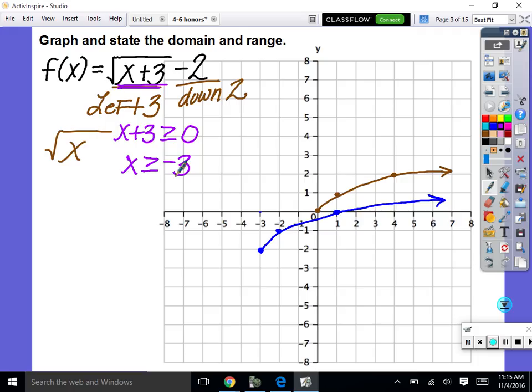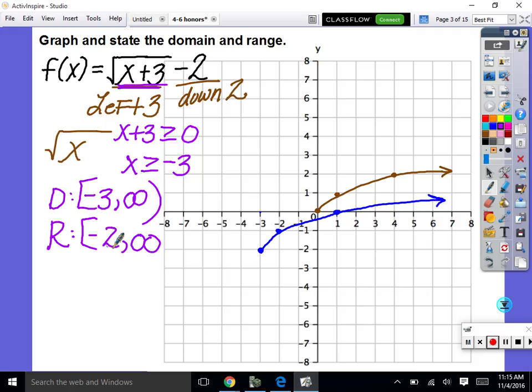Is everybody good? So our domain, let's do it in interval notation. It's negative 3 to positive infinity. And we know that it includes negative 3, so bracket, and positive infinity. Once again, it's okay for that to be 0, so it includes negative 3. Now our range is our y values, the lowest y value to the highest y value. So the lowest y value is negative 2, and isn't it going upwards to positive infinity? Yep, negative 2 to positive infinity. Pretty easy, right?